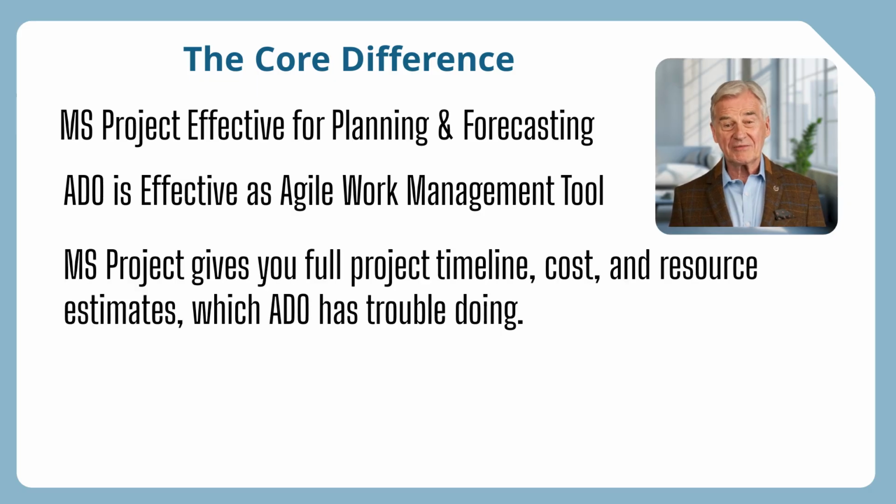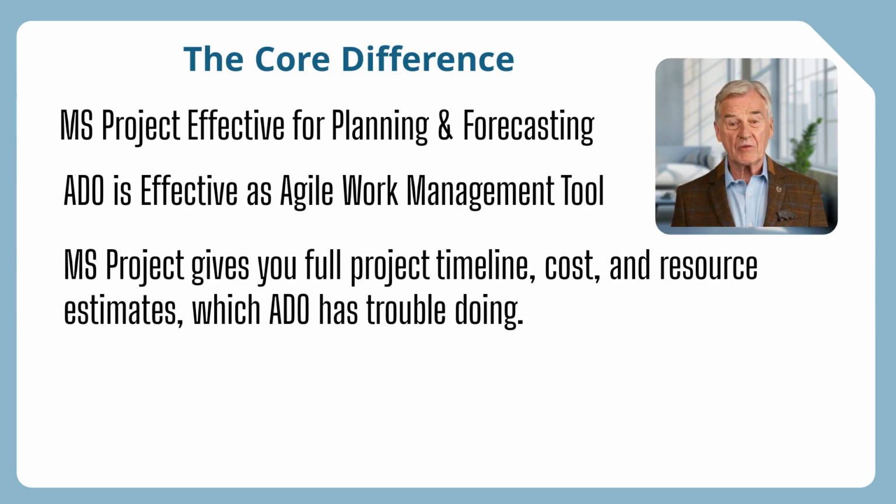MS Project is especially good at planning and answering forecasting questions like, what will happen and when, and how much will the project cost? ADO, on the other hand, is good at answering Agile project execution questions like, what is happening right now? And what is the project's task progress? For ADO to be truly effective, however, you need to define your stories or requirements to the task level.